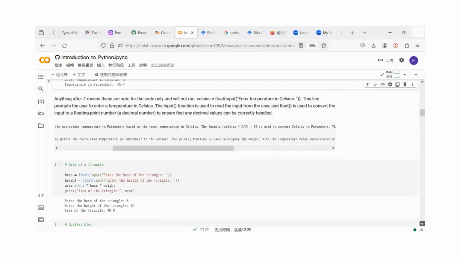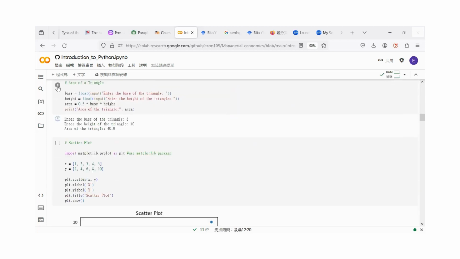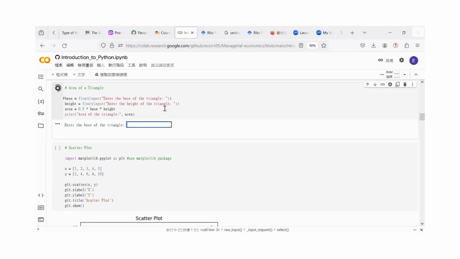And then the next one, we have the area of triangle. If you press here, you get a triangle base, for example. Why is it base? Because it has an input there, and you enter the base of the triangle, for example, 8.9. Because it's a float, we can make sure the decimal is converted in the right place. So we have, for example, 8.9, okay. And we press enter so that the area can be calculated here.